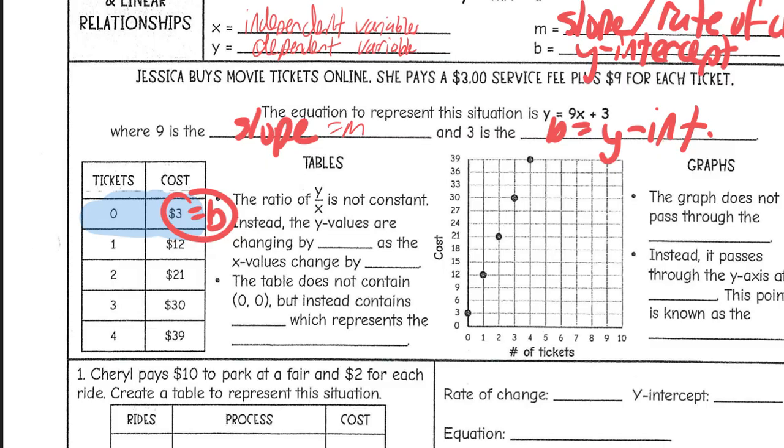We would have to do the change in y over the change in x. The ratio of y over x is not constant. Instead, the y values are changing by, well, let's see. So to go from 12 to 21, that's plus 9. So they're changing by positive 9. And the x values from 1 to 2, plus 1, is changing by plus 1. The table does not contain 0, 0, but instead it contains 0, 3. That was this point right here, which represents the y-intercept. Okay.